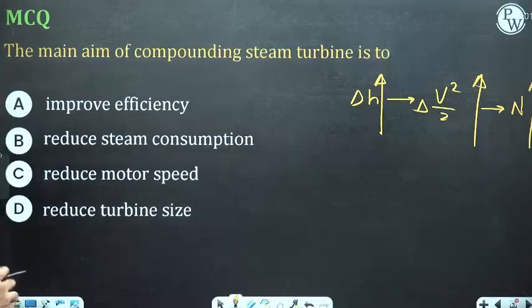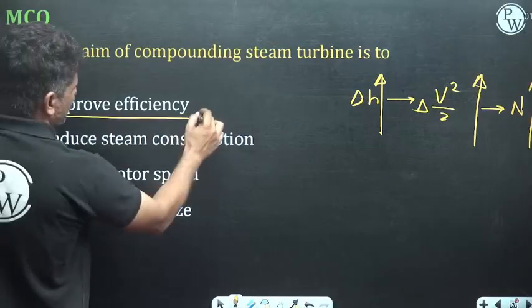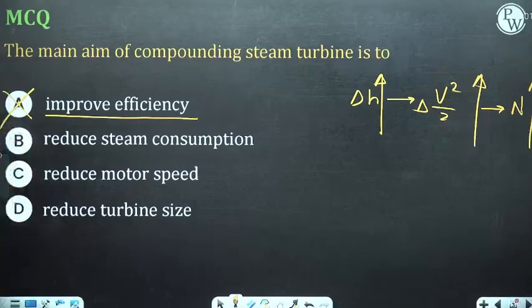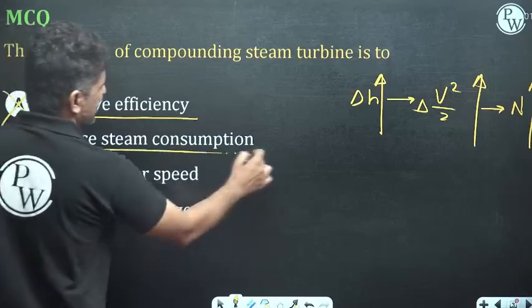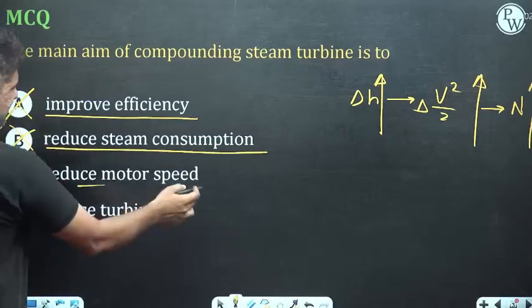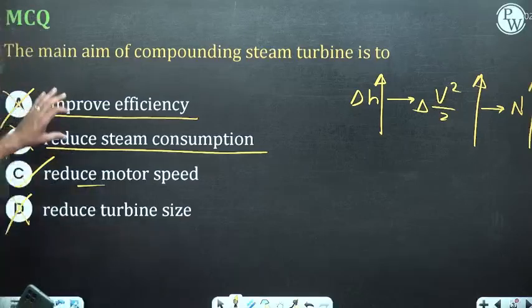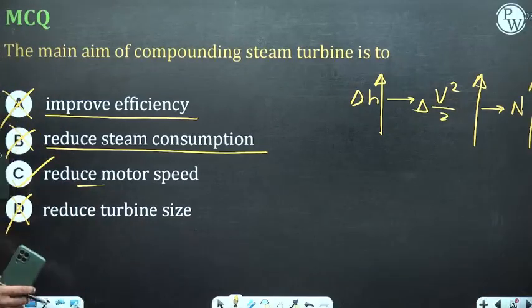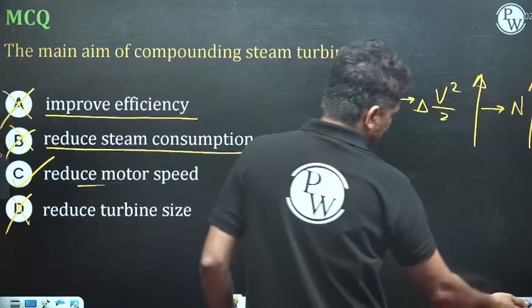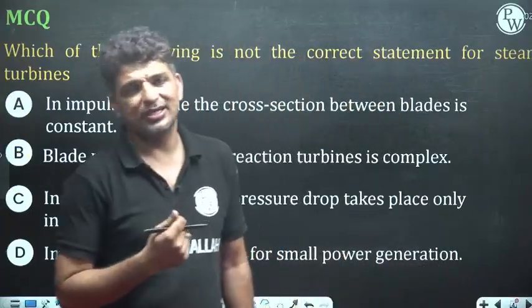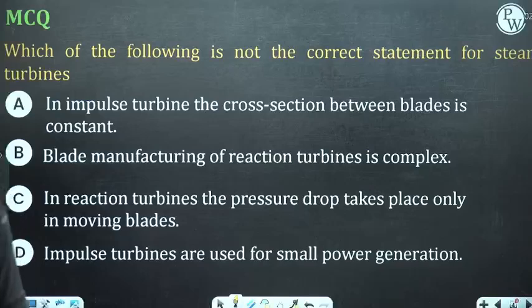Is it clear? Okay, so now it says improve efficiency, that is not correct. Next it is reduce steam consumption. Again, this is not correct. It says reduce motor speed. That is correct. The last one is reducing the turbine size. That is also not correct. So these three statements are wrong. This one is the correct statement. So to reduce the motor speed, or you can say to reduce the turbine speed. Is it clear?